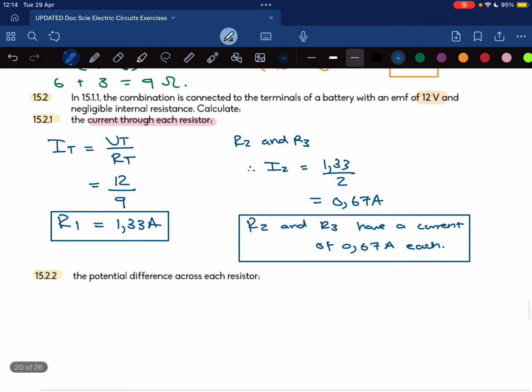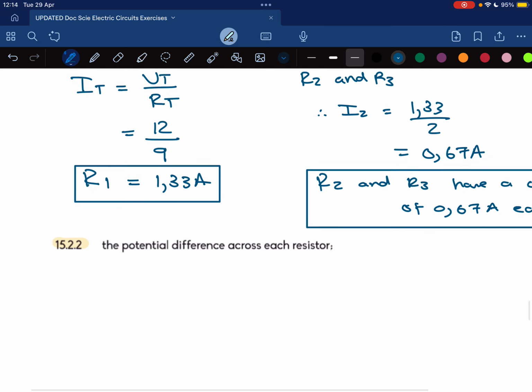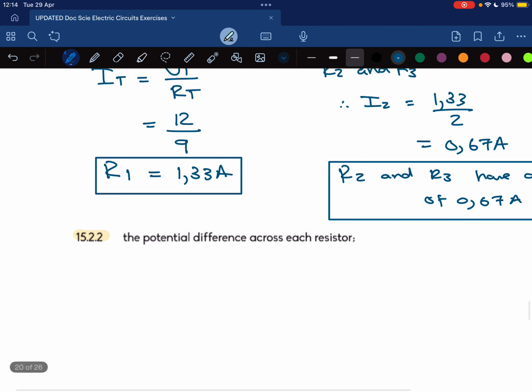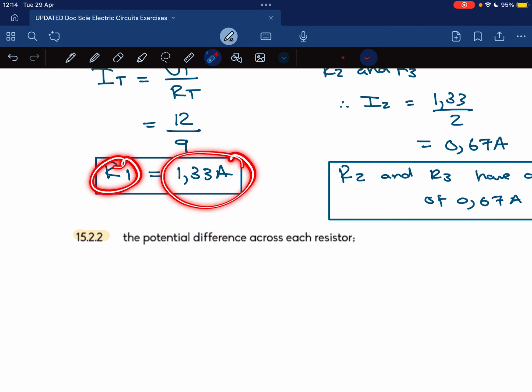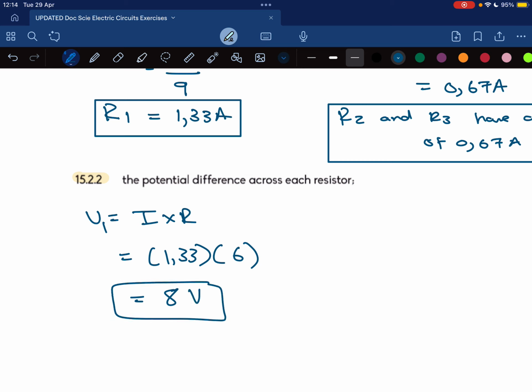Then it says, what is the potential difference across each resistor? So we need R1, R2, and R3. Now we know the current through R1, so we can calculate the V, which is I times R. The V through resistor 1 will be 1.33 amps multiplied by the resistance, which is 6. And then I would get an answer of 8 volts. So that's the voltage through resistor 1.